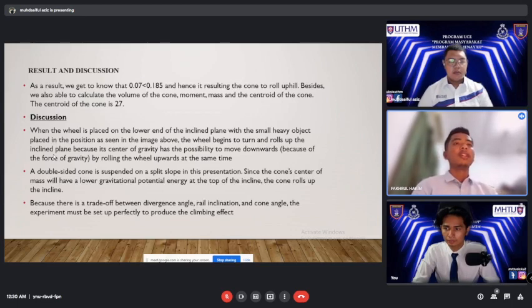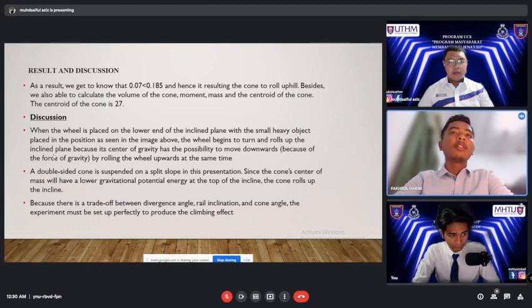So the discussion is when the wheel is placed on the lower end of the inclined plane with the small heavy object placed in the position as seen in the video above, the wheel begins to turn and rolls up the inclined plane because its center of gravity has the possibility to move downwards by rolling the wheel upward at the same time.